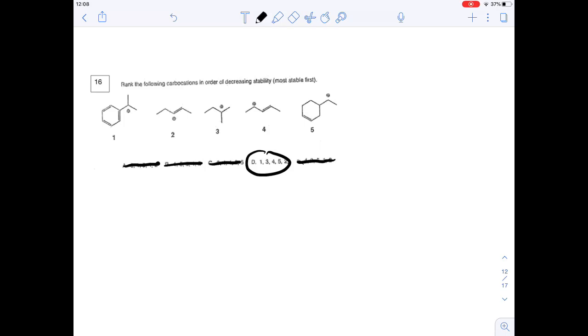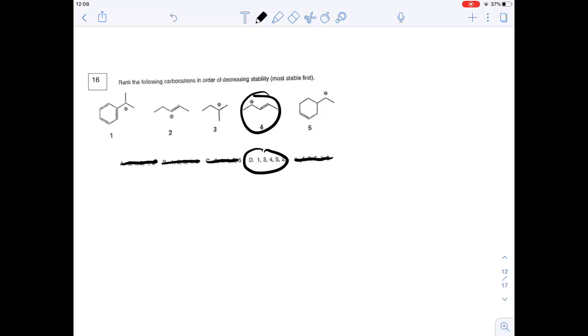So tertiary first, we did that. 1 and 3 are the tertiary ones. Now we're going to compare the secondary ones. So there's 4, 5, and 2. 4 is the most stable secondary one because this double bond can come and resonate here, which we see in our answer choice. So that makes sense. 5 is our next most stable, and then our least stable is this one. And this is just one of those fun fact ones that you probably haven't seen before, but you didn't need to know that 2 was the least stable to answer this question. Okay?